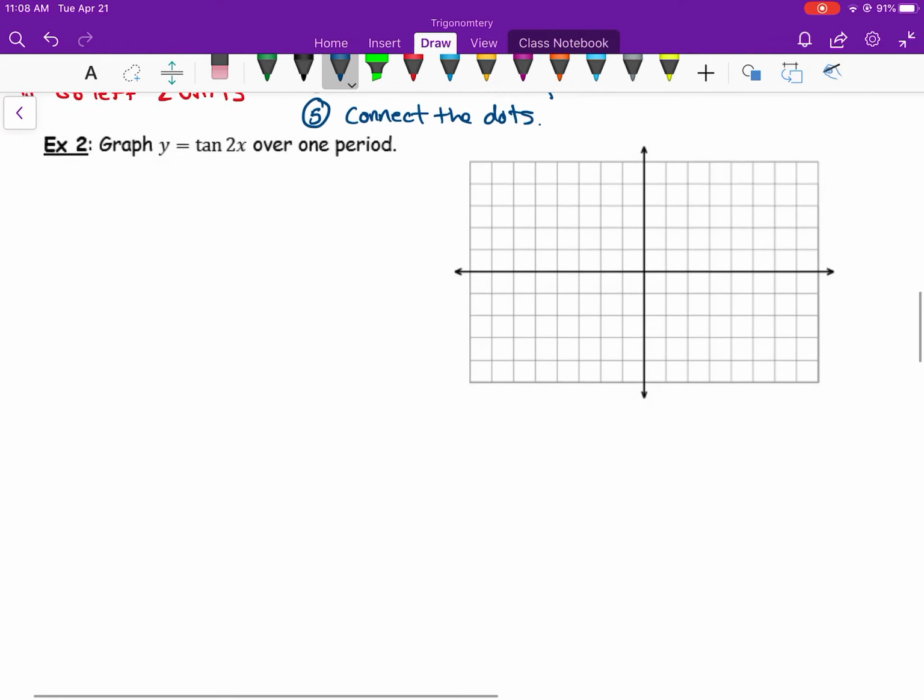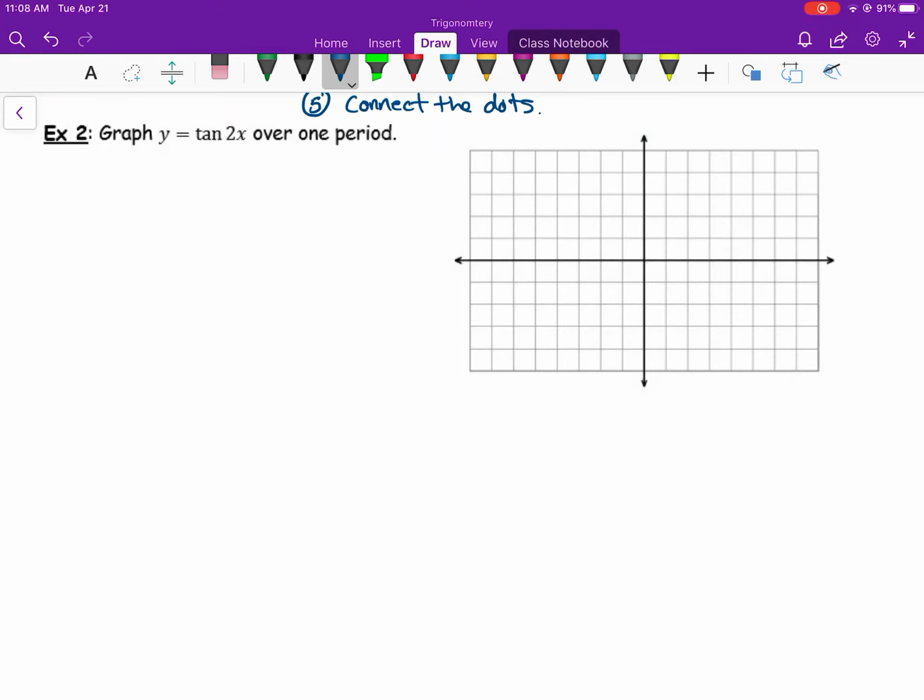Okay, so example 1 is done, I'll move on to example 2. So we're just going to change our values a little bit. Step 1, A equals 1, B equals 2. Our period is pi over B. Substitute 2 in, so we get pi over 2.